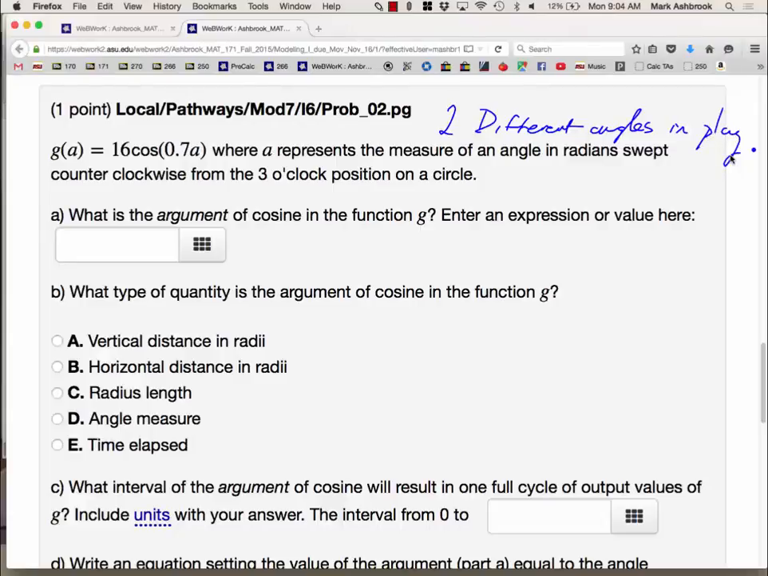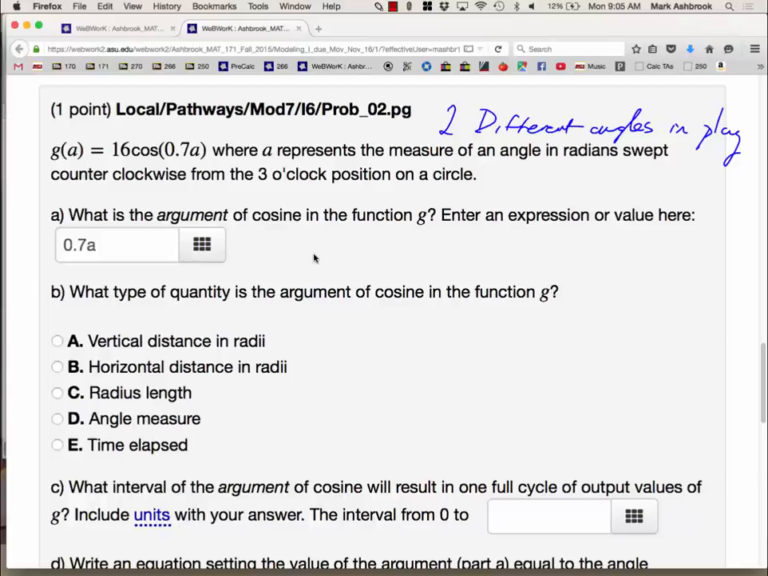So there are two different angles in play, okay? The angle A and 0.7A must be an angle measure as well. So what's the argument of the function g? The argument is always the whole thing that's going into cosine or going into sine or whatever function you have. Okay, so our argument is that 0.7A.